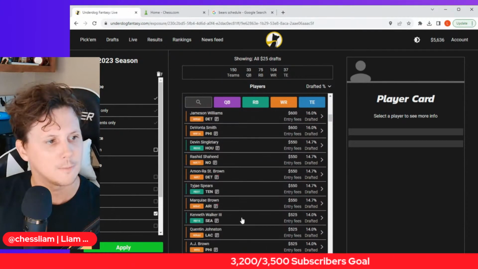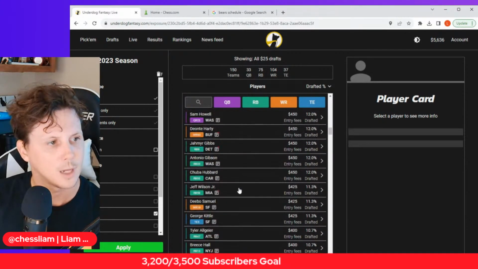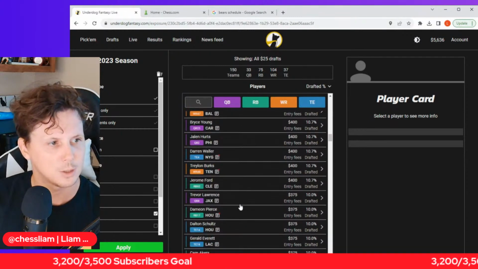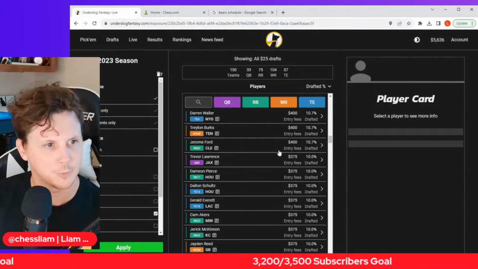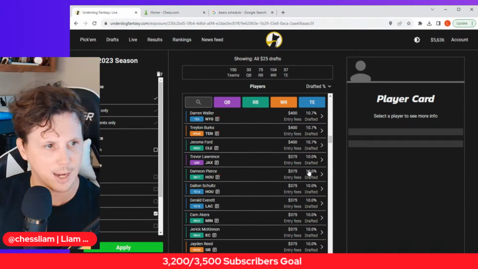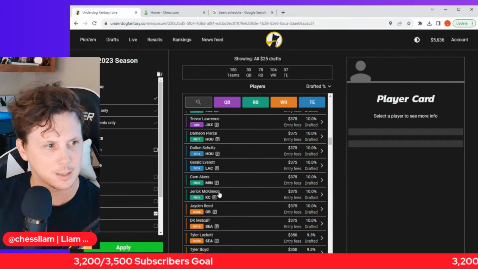Let's see. Any other teams? Just scrolling this. Darren Waller, meh. Treylon Burks, meh. Jerome Ford, nice to have that. Damien Pierce in the mix.